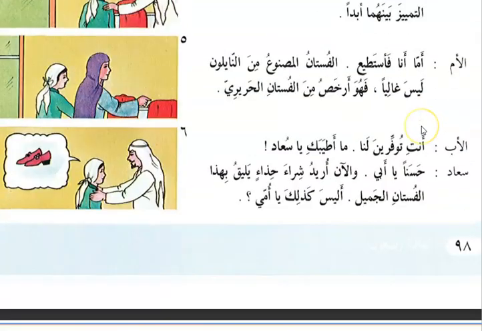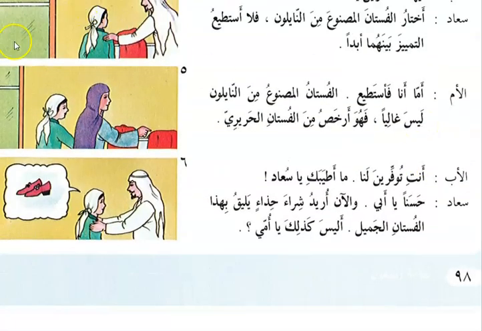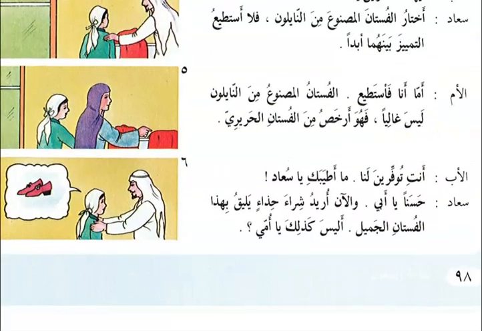And then father said, أنت توفرين لنا, you are saving for us. You are not spending money, you are not wasting money. That means you are saving for us. أنت توفرين لنا. ما أطيبك يا سعاد, how kind you are, how good you are. أنت توفرين لنا, that means you are saving for us.